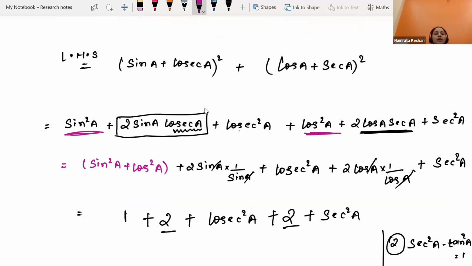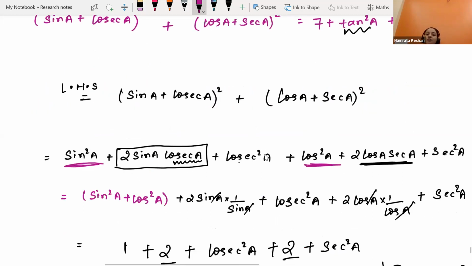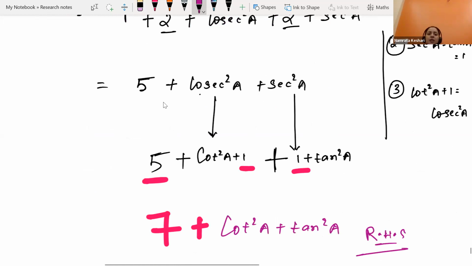If it is not working, then you have to use the second approach. So we applied one approach over here. We used the formula of a plus b whole square, and it seemed to work. Just by expanding, we were able to make 1 plus 2 plus 2, that is 5. In our proof part, 7 is there. So if we have made 5, 7 also we will be able to make. Cosec and sec were there. We just used the identity and ended up getting the right hand side. Is it clear to all of you?